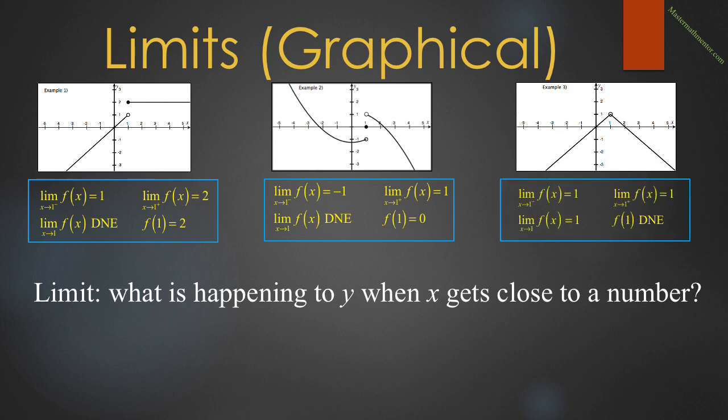In this example, the piecewise function has a hole at the point (1, 1). The limit of f of x as x approaches 1 from the left is 1, and the limit of f of x as x approaches 1 from the right is 1. Therefore, the limit of f of x as x approaches 1 is also 1. However, f of 1 does not exist.